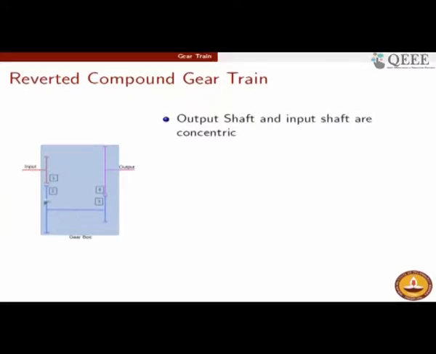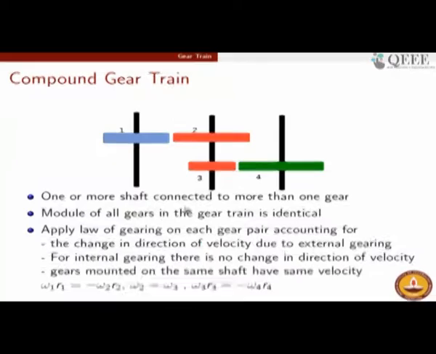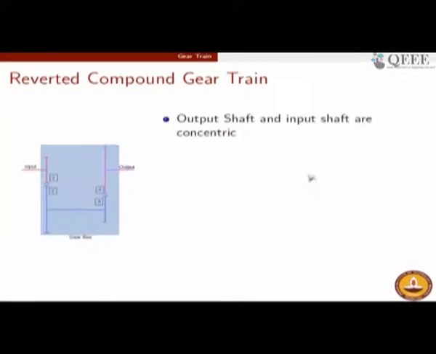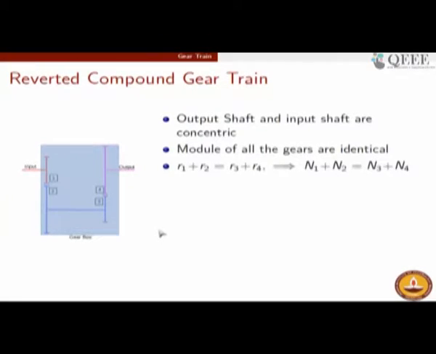So now what you have is power flow in this fashion. In the compound gear train, power flow was moving in this fashion. Here you have a more compact layout which saves space inside the car, and therefore you have a different arrangement. Otherwise this reverted gear train is almost identical in operation to a compound gear train, but this is what will be used in cars.